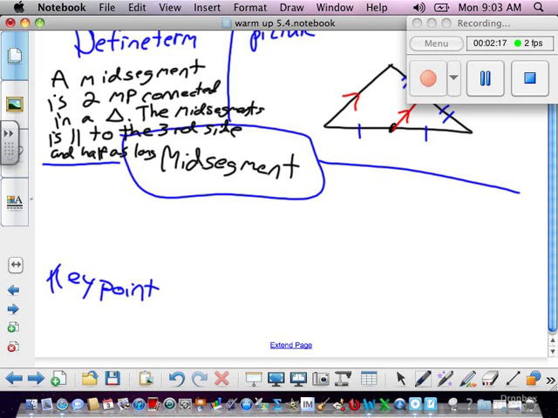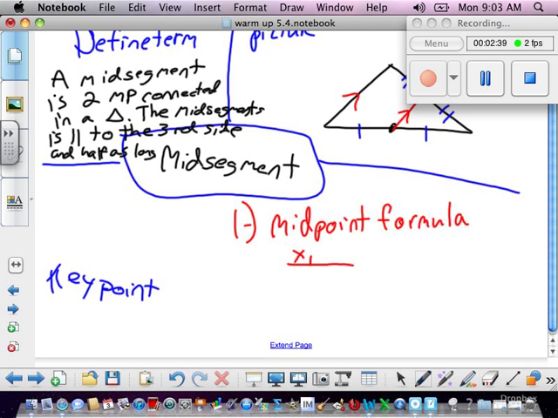Key points. In order to do a mid-segment or find out what it is, I'm going to have some things. One, I'm going to have to know what the midpoint formula is. Midpoint formula, which is x1 plus x2 over 2, y1 plus y2 over 2.